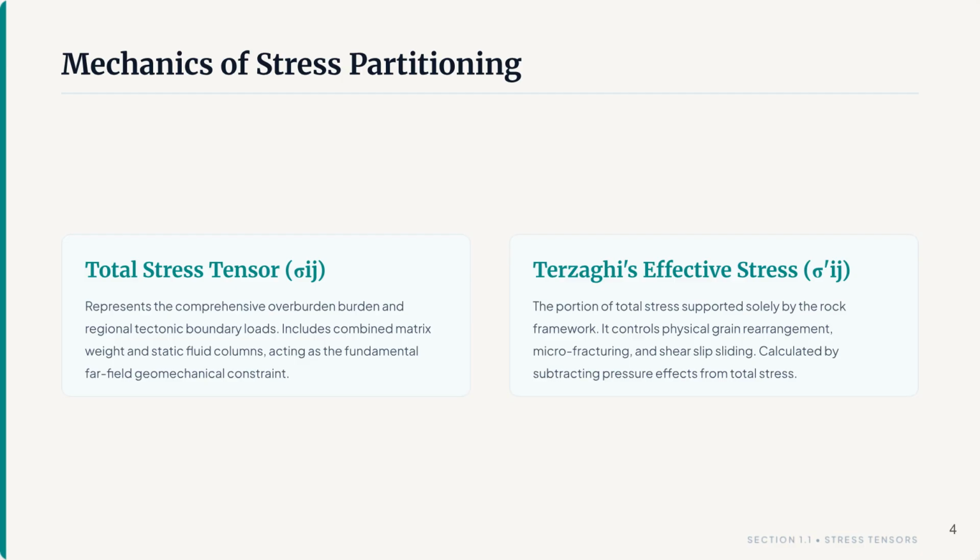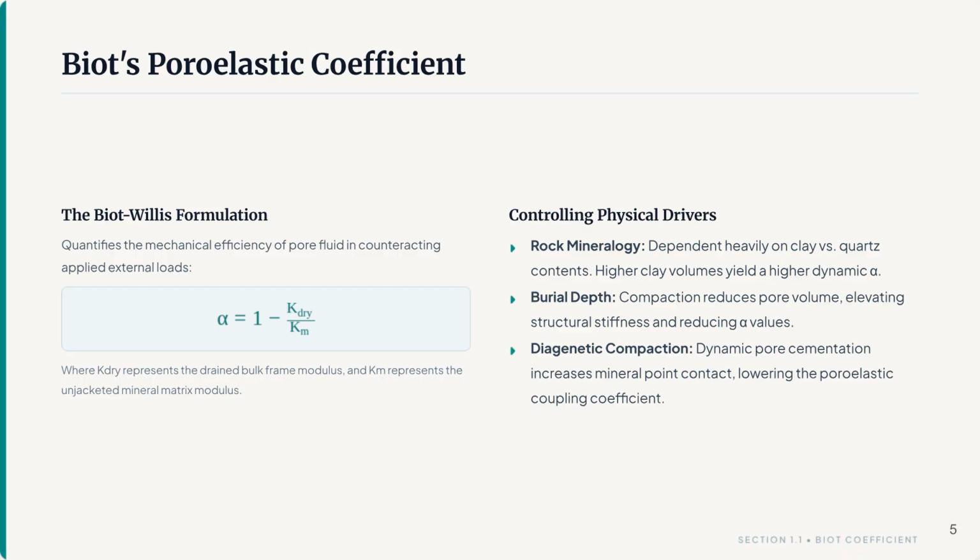Understanding stress partitioning is essential. We differentiate between the total stress tensor, which accounts for overburden and tectonic loads, and Terzaghi's effective stress, which directly influences rock framework behavior and microfracturing. The Biot-Willis formulation helps quantify how pore fluids counteract external loads. Key physical drivers, such as rock mineralogy, burial depth, and diagenetic compaction, significantly influence the poroelastic coupling coefficient.